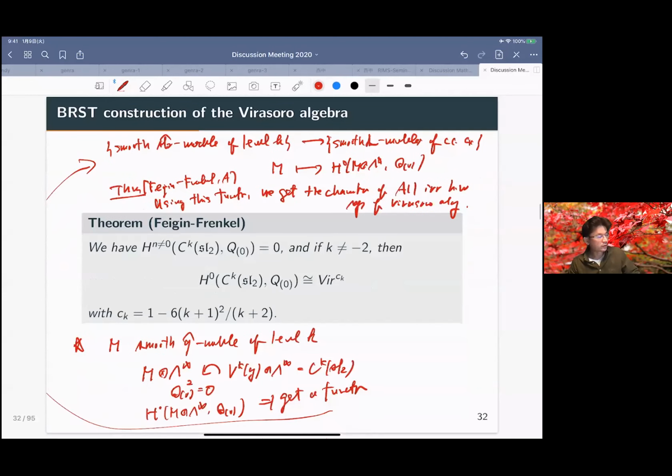So this kind of construction gives a very nice way to study vertex algebras. And so from tomorrow, I'm going to talk about such a construction in detail for a more general situation. So maybe I stop here for today.